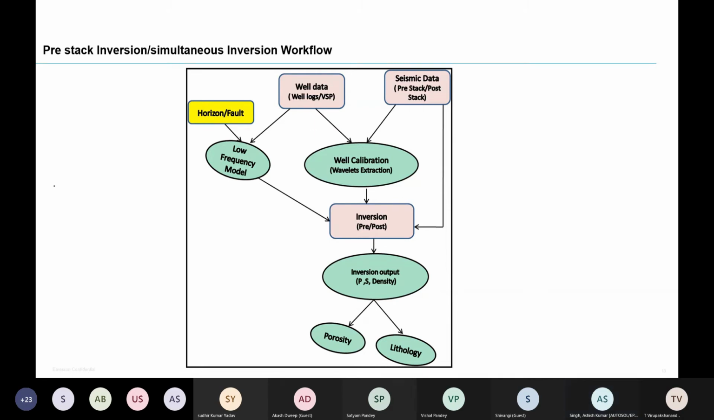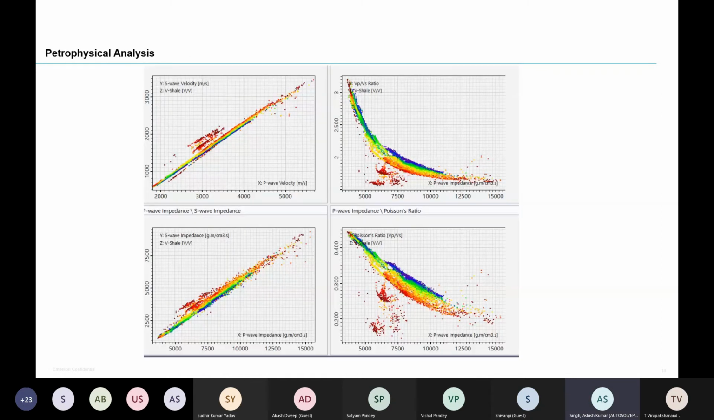Let's understand, again, this is important. I have told you that well data will be necessary for any inversion. So you have to cross plot all your well data. That is called petrophysical analysis. Before going to inversion, you have to understand which property separates your gas sand or reservoir.